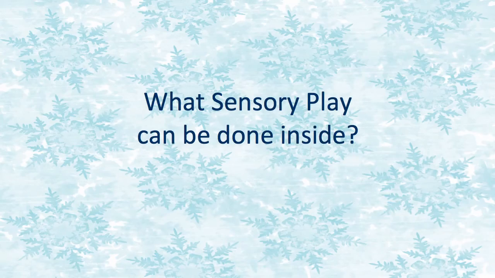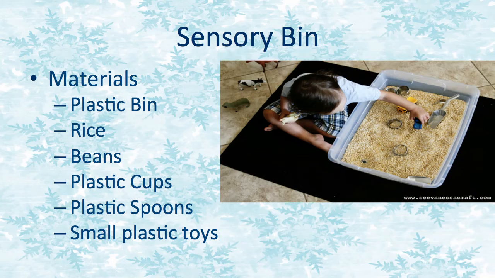So what sensory play can be done inside? Inside, you could create a sensory bin for your child to use. The materials needed to create this bin would be a plastic bin, and in this bin you would place either rice or beans or a combination of both, and you would want plastic cups and spoons, and small plastic toys, and these toys can be something that your child is interested in.